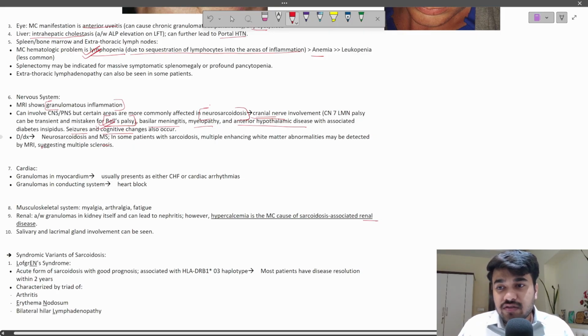Another differential diagnosis for neurosarcoidosis can be multiple sclerosis, right? Why? Because in some patients with sarcoidosis, multiple enhancing white matter abnormalities may be detected on MRI. Now, a similar pattern of white matter abnormalities on MRI is also seen in multiple sclerosis. Right, it also leads to white matter abnormalities, white matter plaques. So here again, you might have to differentiate between neurosarcoidosis and multiple sclerosis based on the keywords given in the question. Right, so Bell's palsy and multiple sclerosis can be some tricky differentials for neurosarcoidosis.